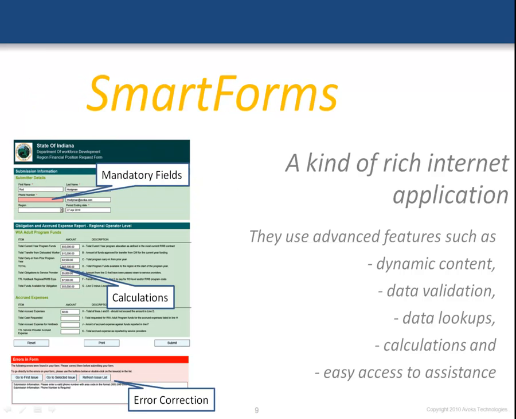Now, I just want to take a minute and differentiate the SmartForms that we use to connect users into business processes from the static PDF forms you may have on your website today. A SmartForm is a kind of rich internet application. It uses advanced features found in many applications, such as dynamic content, mandatory fields, data validation, in-form calculations, dynamic data lookups, advanced error correction, and easy access to assistance, all designed to make sure that the user can successfully get through the process without errors, without missing information, or without having to get the call center involved.